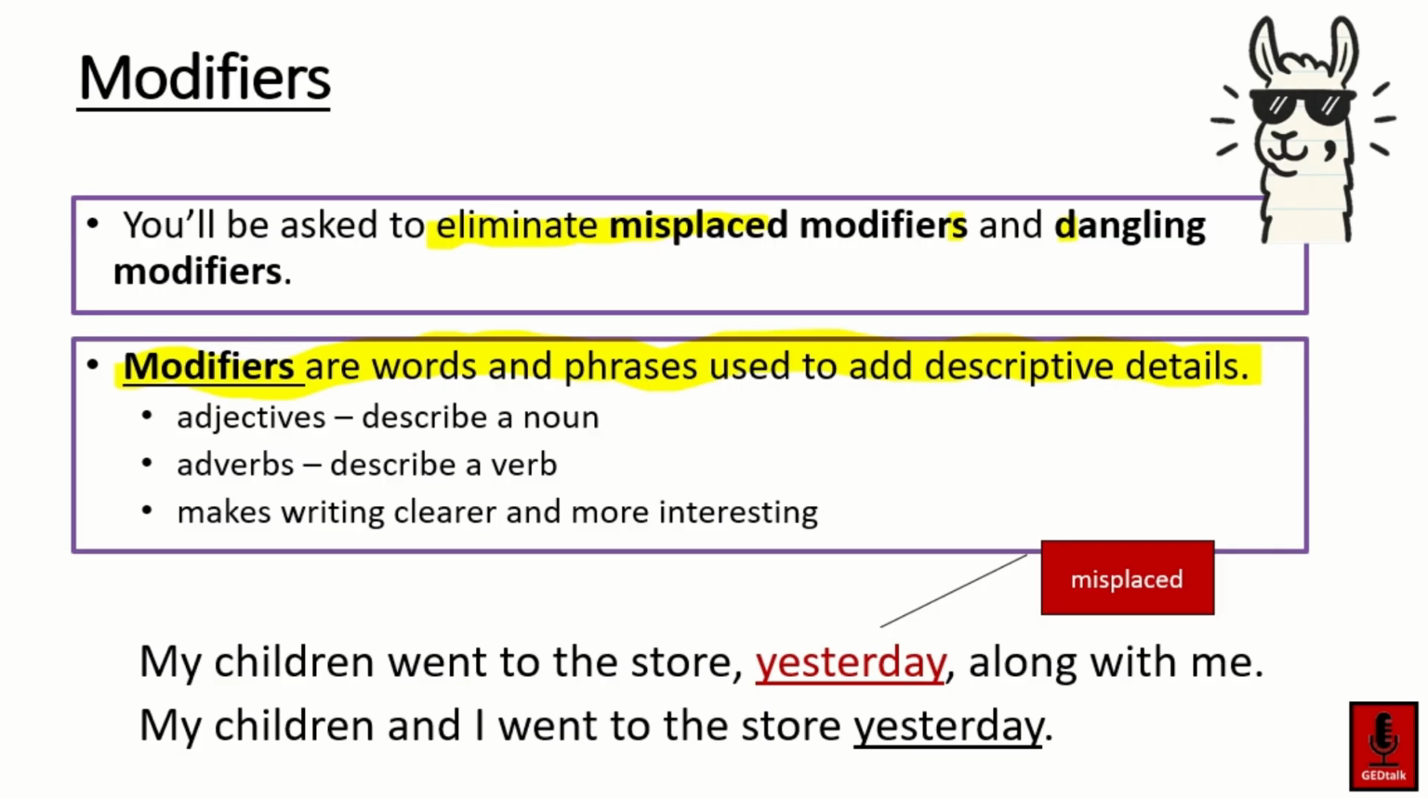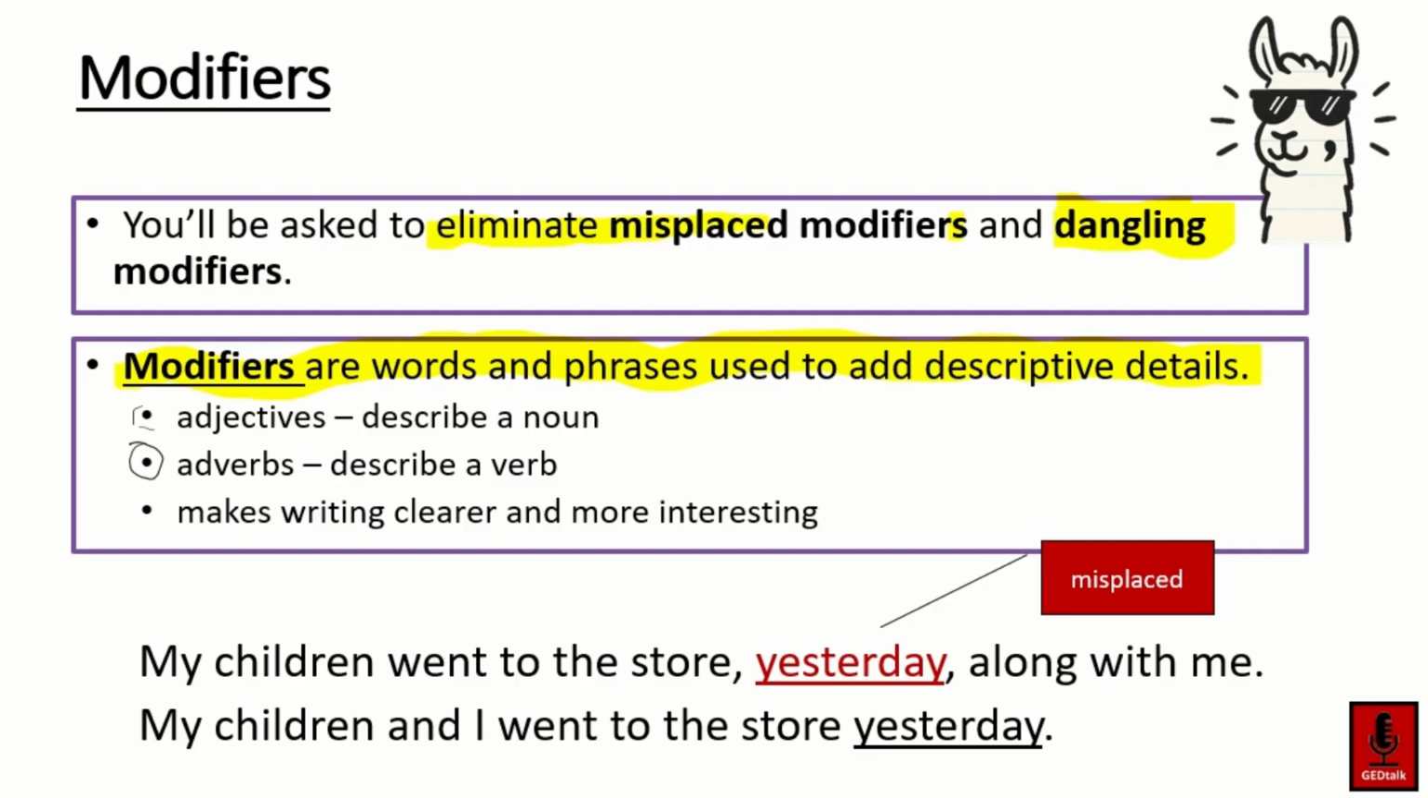We're going to look at examples so you have a better understanding of what they mean when they say misplaced modifiers and dangling modifiers. But once again, modifiers are words and phrases. They're going to add descriptive details. And this is when we talk about, well, adding modifiers makes the reading clearer. It's more interesting. It's because you're going to use adjectives and adverbs. You are going to use these single words to make the writing more interesting, to make it clearer. But we're also going to see how modifiers can be phrases too.